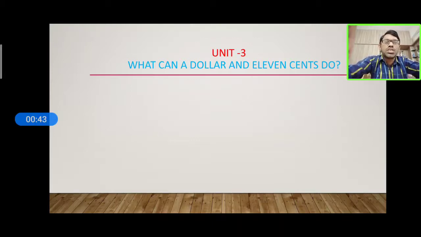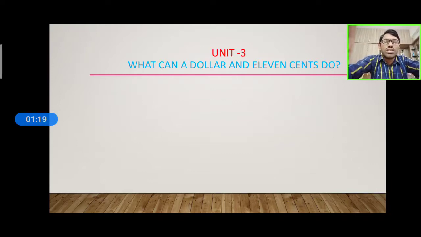I think you are familiar with the word dollar, is it right? Dollar is about currencies, the currencies of nations. So here, what can a dollar and 11 cents do? First of all, you are familiar with the word dollar, but what is a cent? You might not be familiar with that word. The word is cents.